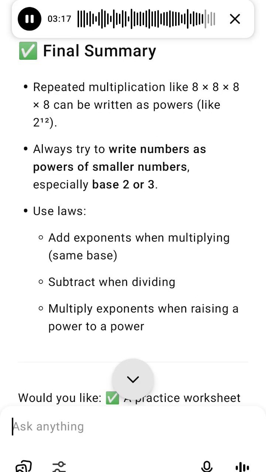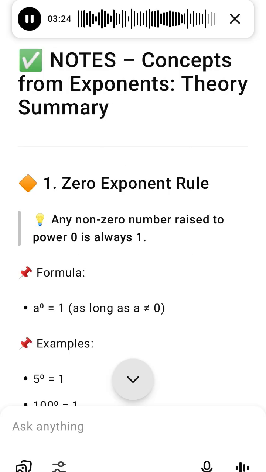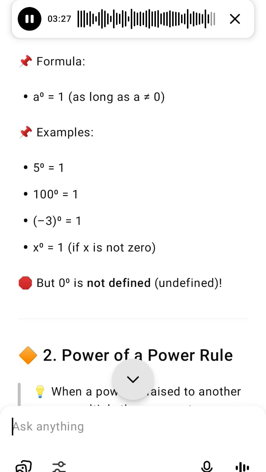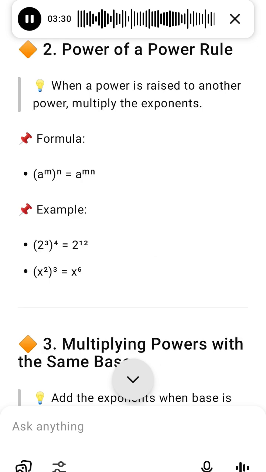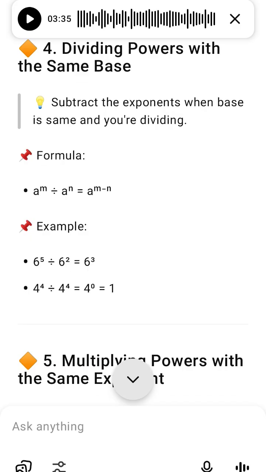8. Combining rules in word problems. You can mix all these rules together to simplify problems. Examples: 3 squared times 3 cubed equals 3^(2+3). 2 to the fourth times 2 to the fifth equals 2^(4+5). Another example with base 6. Since 8 equals 2 cubed, 8 squared equals 2 cubed squared, which equals 2 to the sixth.